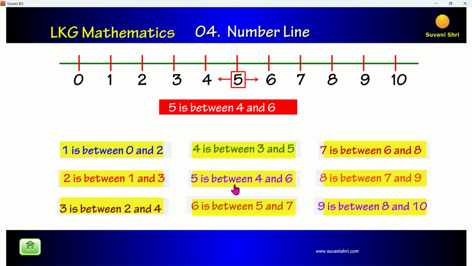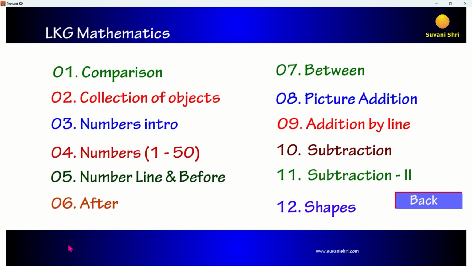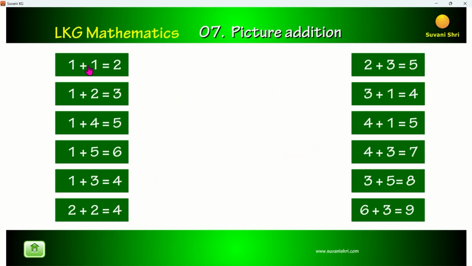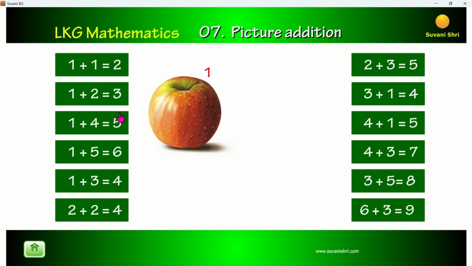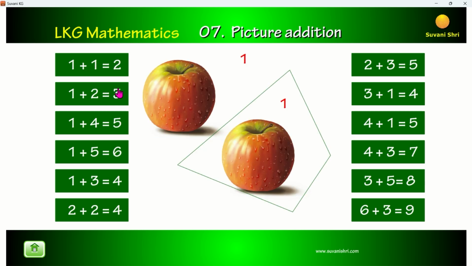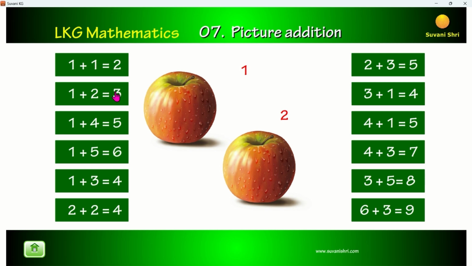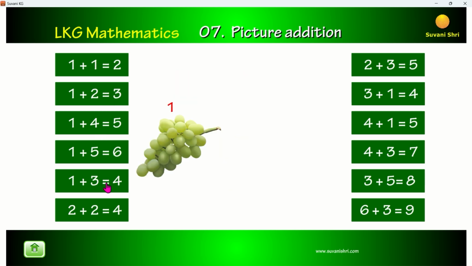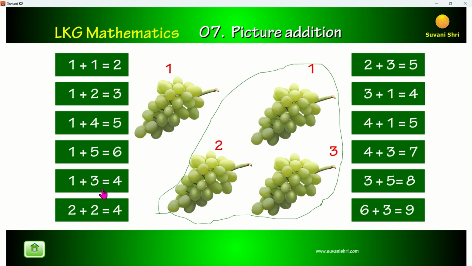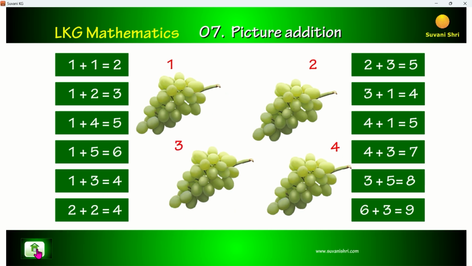5 is between 4 and 6. 1 apple added with 1 more apple, we get 2 apples. 1 bunch of grapes added with 3 bunches of grapes, we get 4 bunches of grapes.